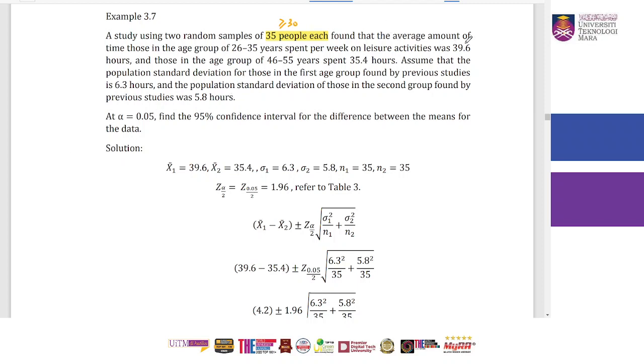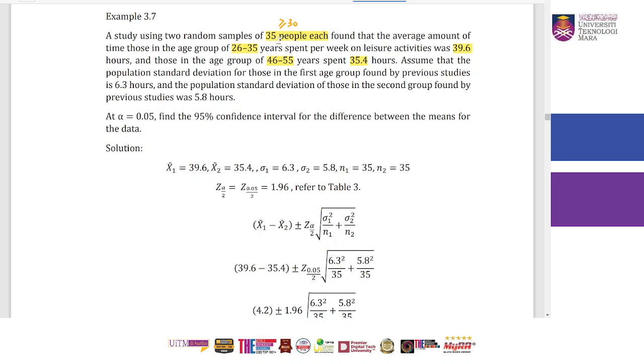Found that the average amount of time those in the age group. So, ada dua age group dekat sini. 26 and 35 span adalah 39.6, and then satu lagi age group 46-55, dia punya hours is 35.4. So ada dua kat situ. Okay, this is information based on the sample size lebih besar daripada 30.